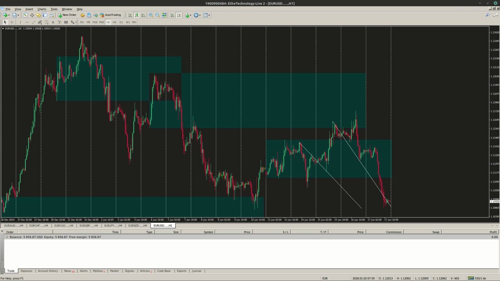The next area where I would be drawing a line is here, between a resistance there and support there. So that's the second line which I'm drawing. And again, if you're looking at the price structure, you can see we found resistance, fell back, broke through the level, pulled back, found support, and broke higher.